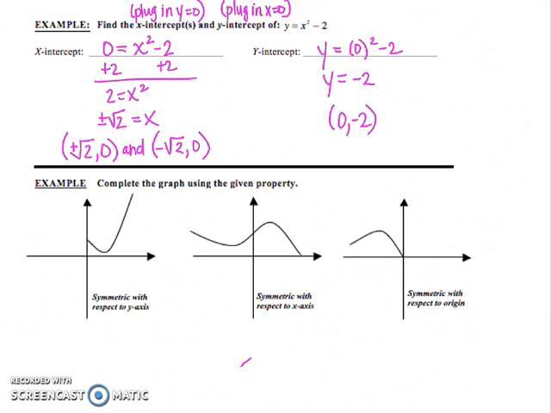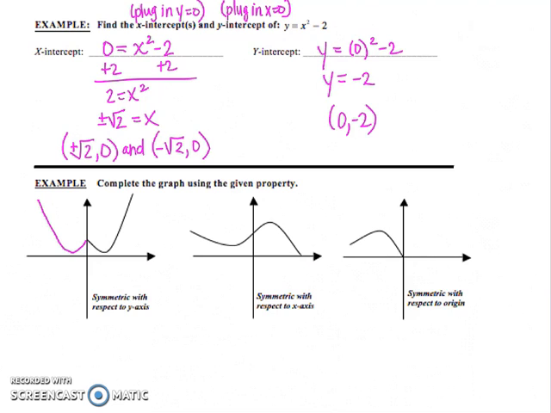The next examples ask us to complete the graph using the given properties, symmetric with respect to the y-axis. So remember, this just looks like there's a mirror that's lying right on top of the y-axis, and we need to reflect this graph over the y-axis. So it's going to look something like that.